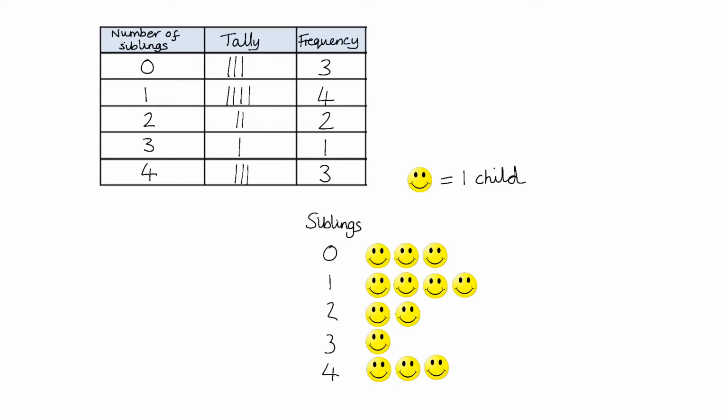Now my pictogram is complete, you can see that this is a much easier way of showing the information that's in my frequency table. So if I wanted to know how many children had 3 siblings, I can just look at my pictogram and see there's 1 smiley face. That means there's 1 child who has 3 siblings. If I wanted to know how many children had 1 sibling, I could look here and then I can count 1, 2, 3, 4. 4 smiley faces, that means 4 children.